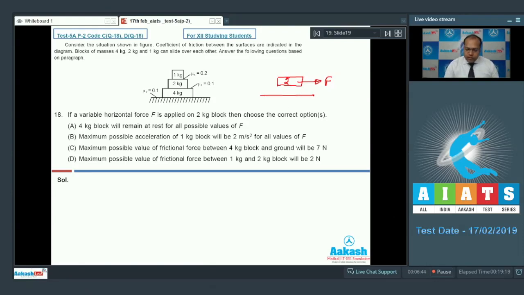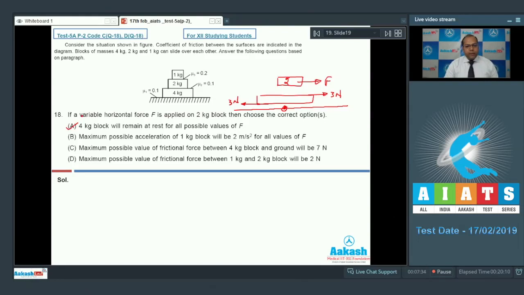So we know that the maximum friction force between the 2 kg and 4 kg block will act in this direction, and that is 3 Newton. So when 3 Newton is acting, then in order to oppose the motion of the 4 kg block with respect to ground, 3 Newton will act in this direction. But the maximum friction which is possible, F3, is 7 Newton. So the 4 kg block will remain at rest. So option A is correct.